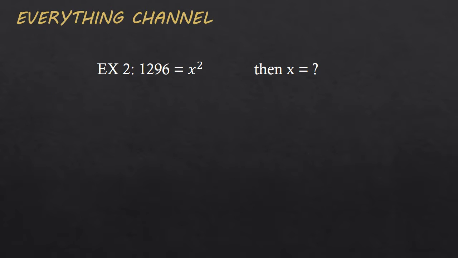Now let's see another example. Here we have to find the square root of 1296. And now we will again follow the previous steps. Step 1. First see the unit digit number. Here the unit digit number is 6.